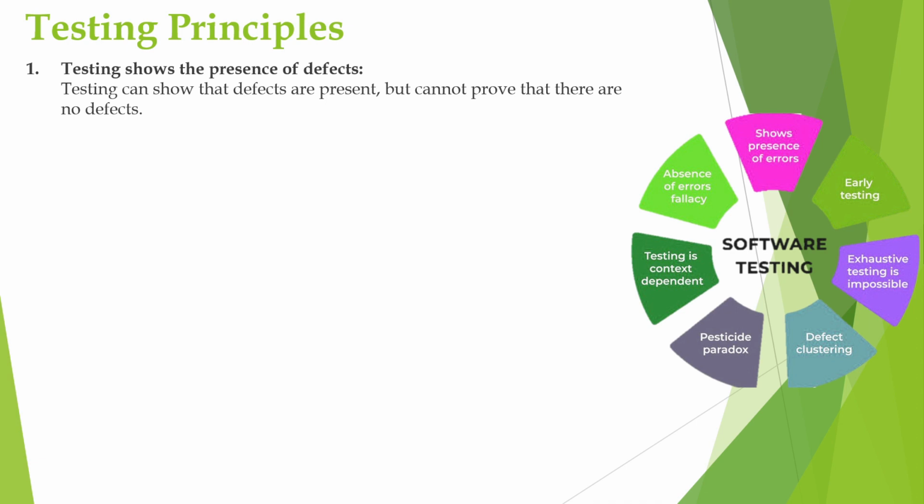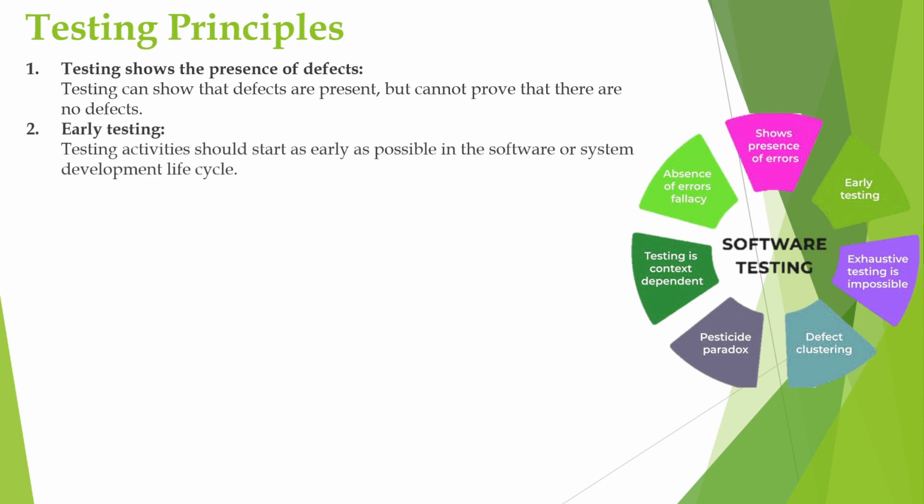Now let us see the next principle, that is early testing. We should try to identify the defects at the early stage only, so that it will reduce the cost of fixing the defects. That means the testing activity should start at the early stage of SDLC, that is during the requirement analysis stage. If we can identify the defects in the early stage only, that is during the requirement analysis, we can fix those defects in the initial stage only, and we can save more cost and time when compared to fixing those defects in the later phase of the testing.